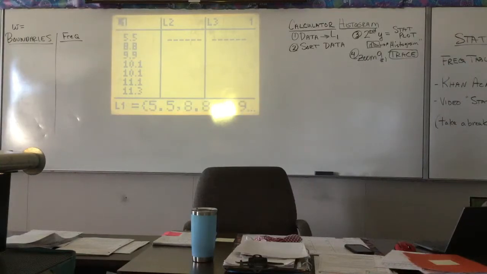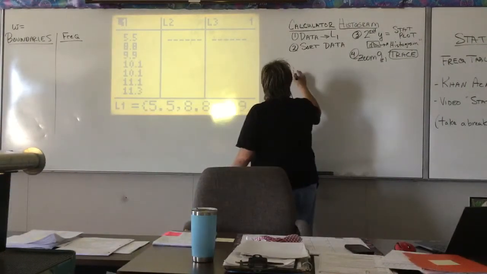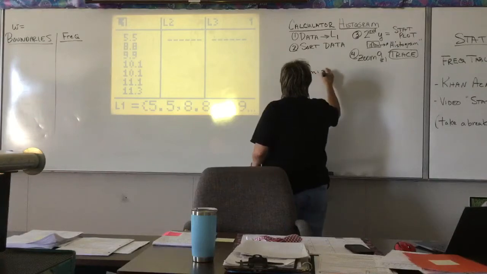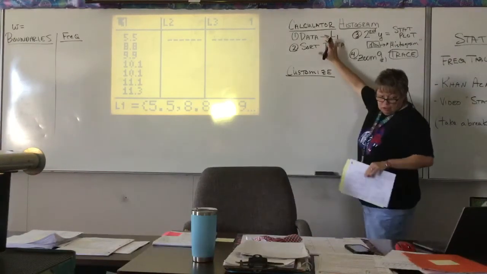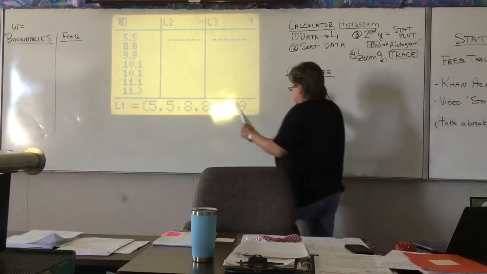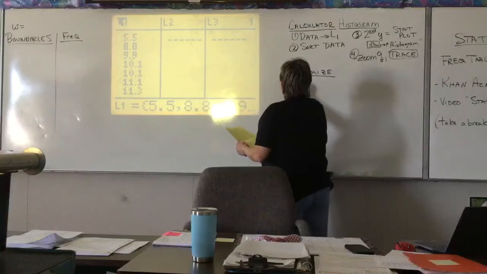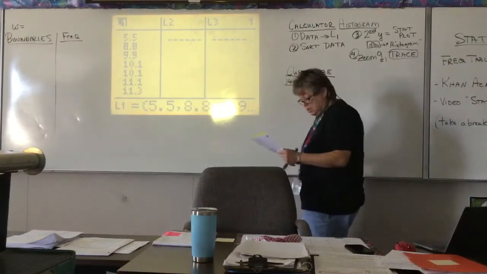Okay, so for this particular problem, it says create a frequency table with 14 classes. So when I go to customize, I'm going to call this customize, because we want to tell the calculator what we want. We want our version of the histogram, not the calculator's version. The calculator decided, now we decide. All right, so in this problem, we want 14 classes.